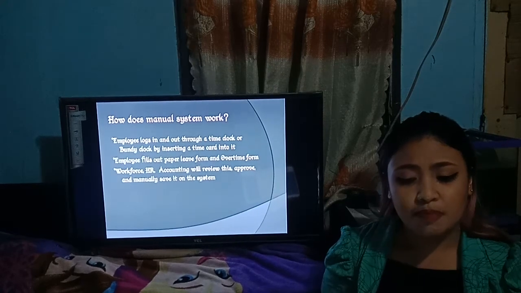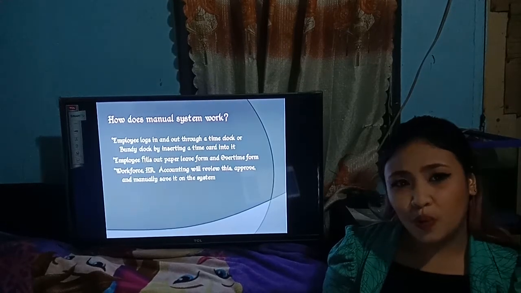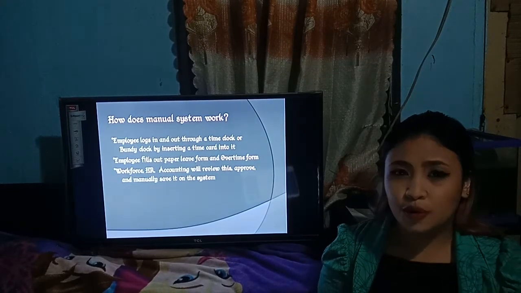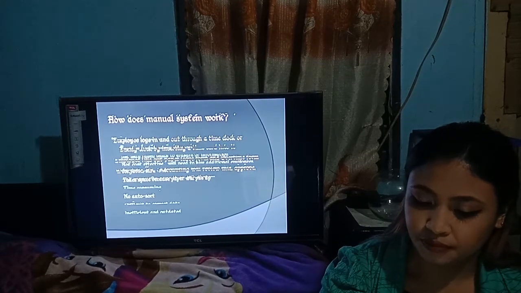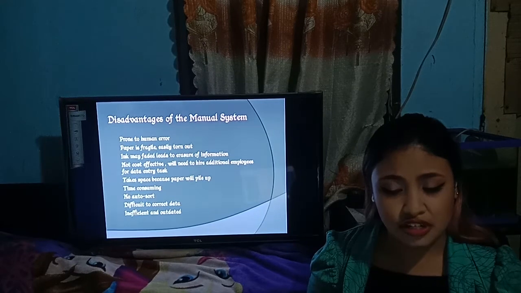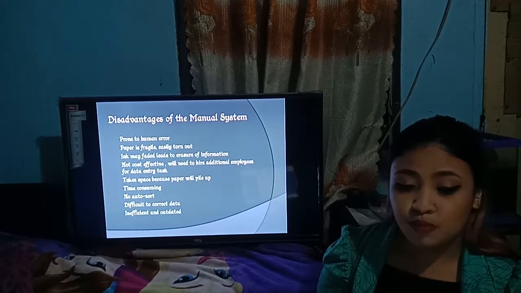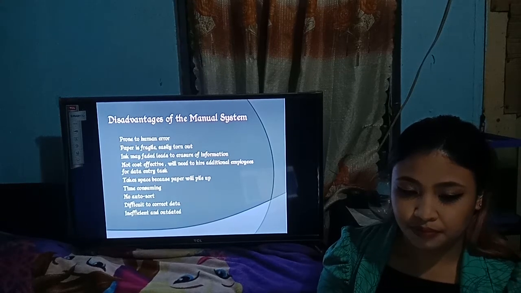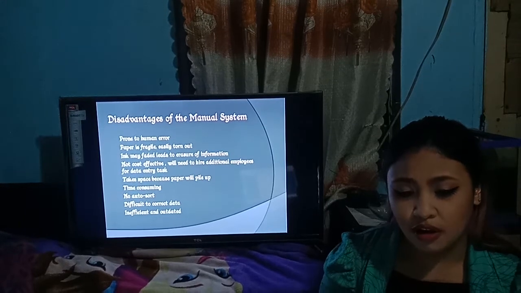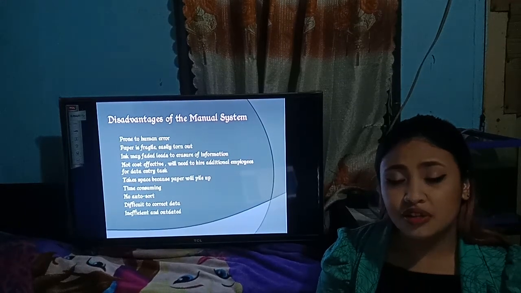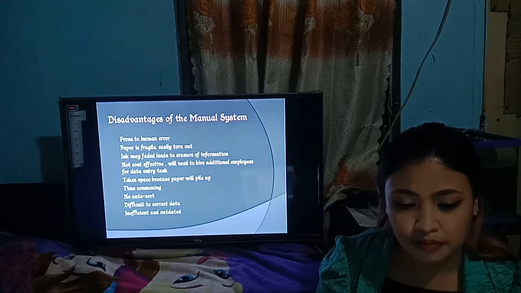Moving on, as part of the development of this study, it is significant to evaluate the consequences of using the manual method. What are the disadvantages of using the manual system? First, it is prone to human error. What is considered human error? For example, if an employee inserted a time card that belongs to another employee, that is human error.